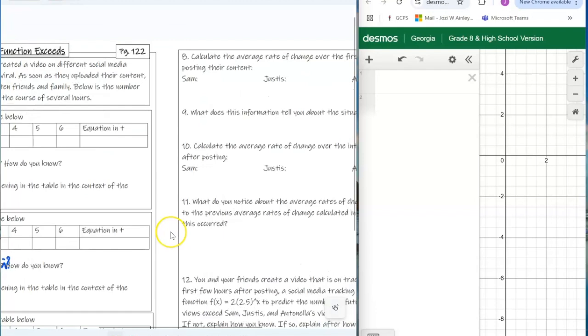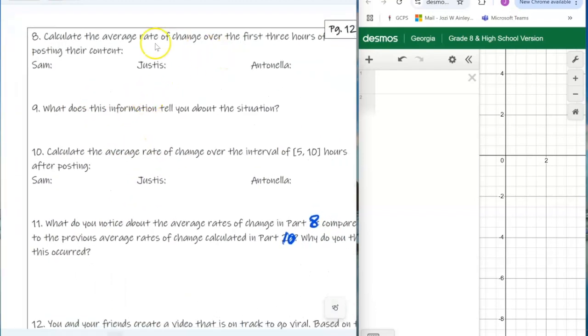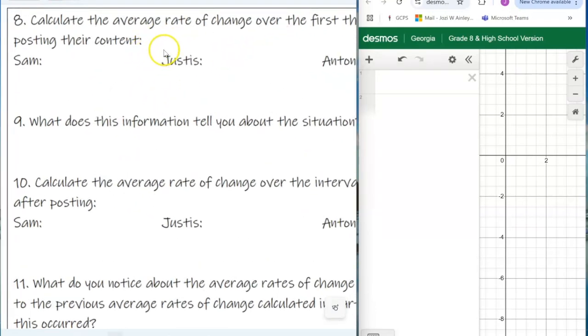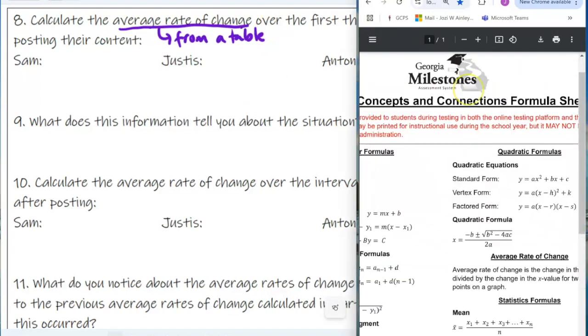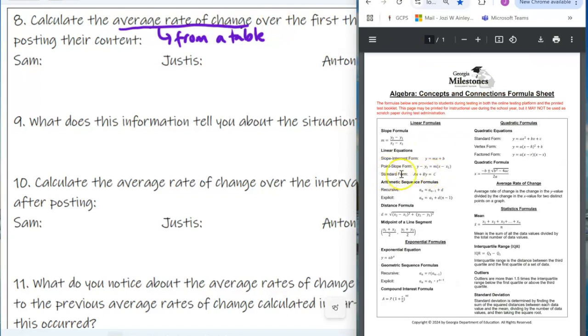So I'm going to just jump right in on calculate average rate of change over the first 3 hours of posting their content. And this is going to be average rate of change from a table. Okay, so go ahead and write that in. All right, so I'm going to come right here and go to my formula sheet in case we don't know how to do average rate of change yet.